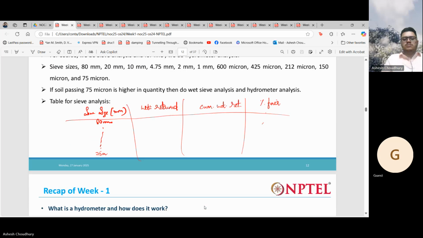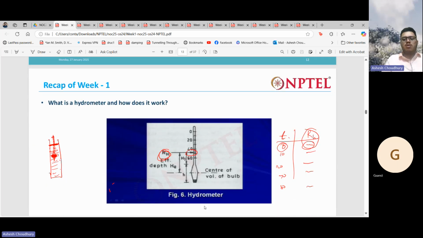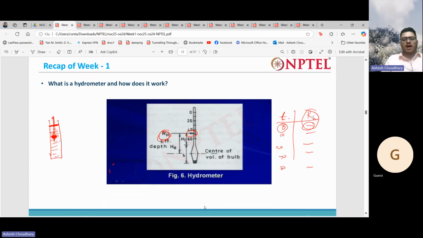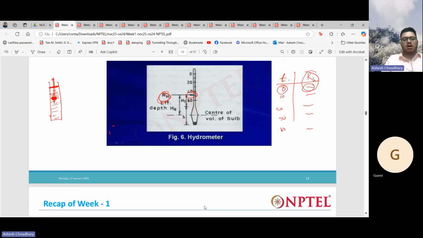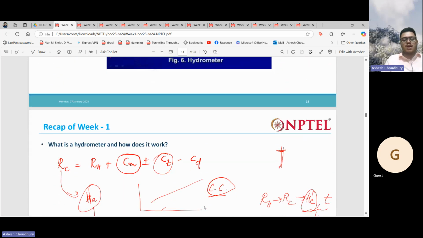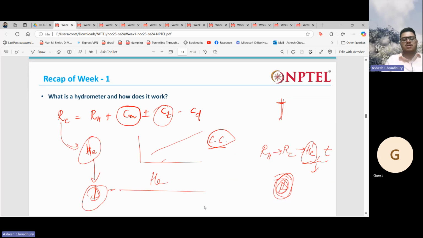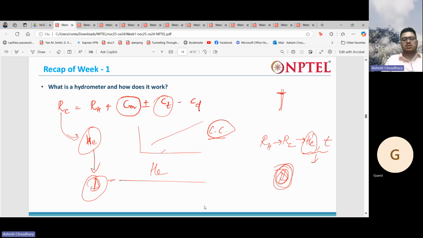We saw how the hydrometer looks and how it works. And we saw the various corrections: the meniscus correction, the dispersive agent correction, the temperature correction, all these things we saw.